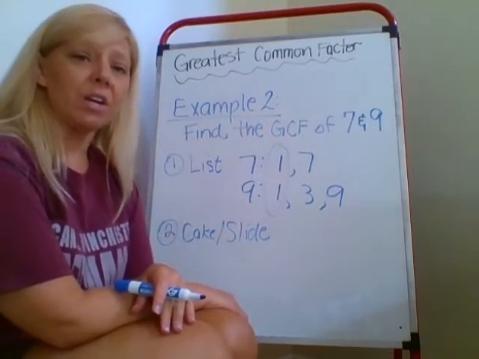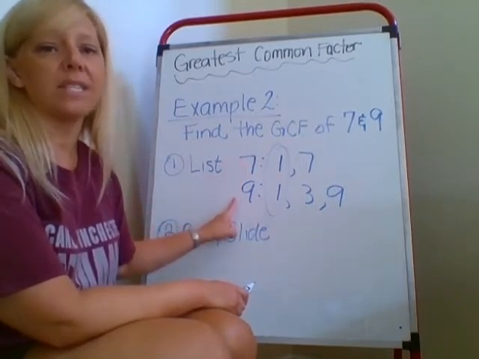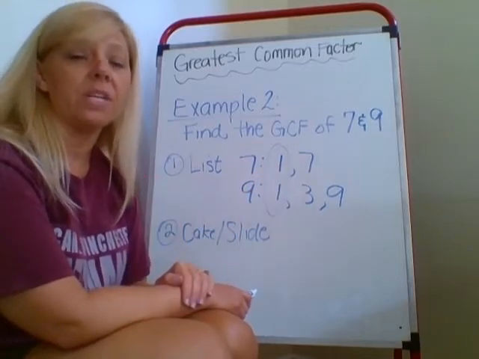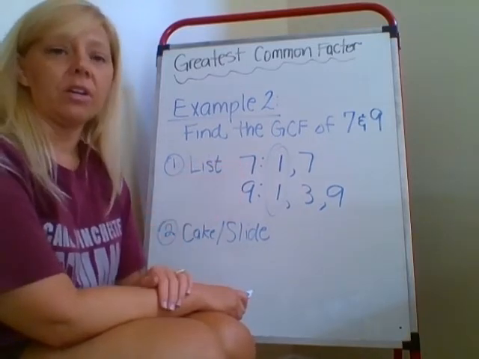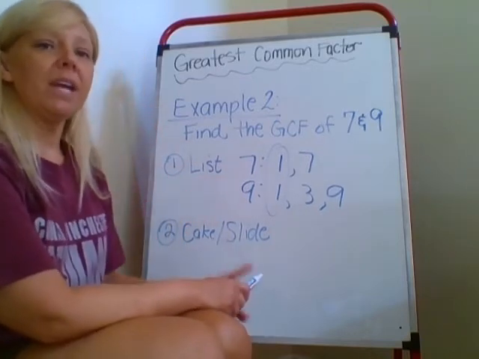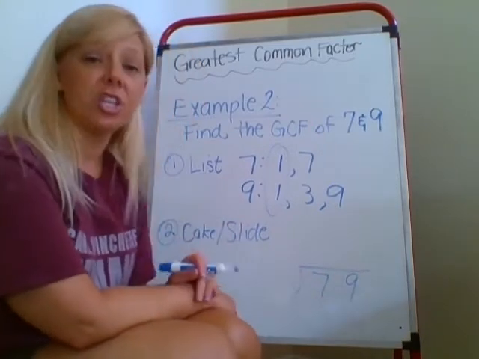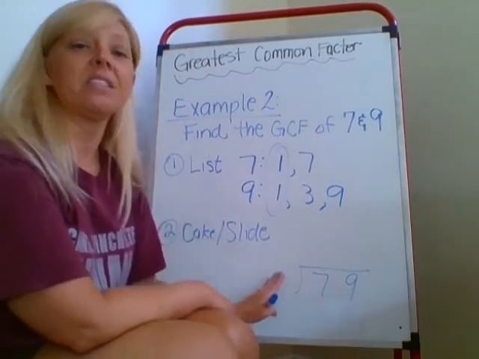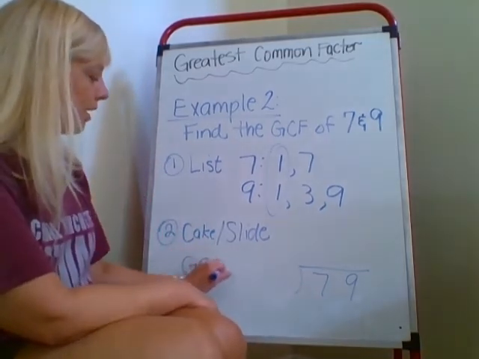The reason it's my greatest common factor is because 7 is a prime number and 7 doesn't go into 9. Let's say this was 14. If this was 14, then 7 would actually be my greatest common factor because 7 goes into 14. So if I've got a prime number and a composite number, usually my answer is going to be 1. So if I look at my cake or slide method and I put my 7 and my 9 inside of my division bar, there are no prime numbers that go into both 7 and 9. Since there are no prime numbers that go into both, then my GCF is automatically 1.